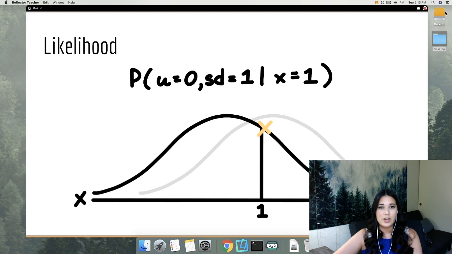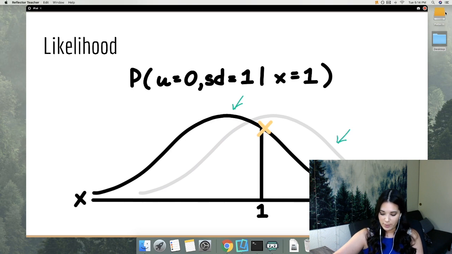Okay, next I want to talk about likelihood, and I'm only going to brush the surface here because it's kind of a complicated topic. But let's think of it this way. Say that we have two distributions, the light gray and the black one here, and we want to know which distribution is more likely to have generated a 1.